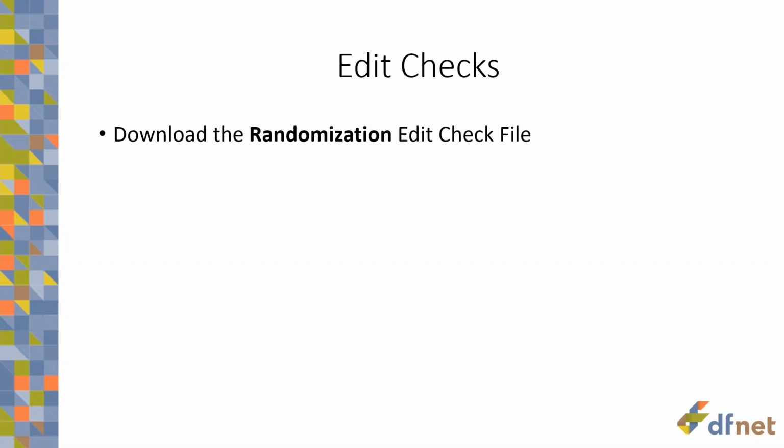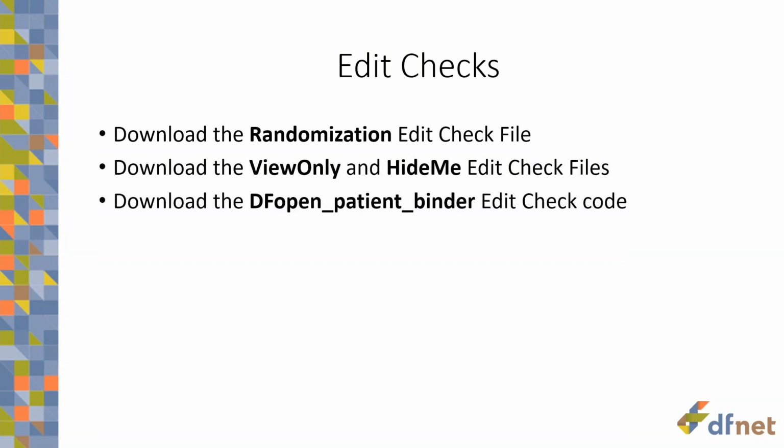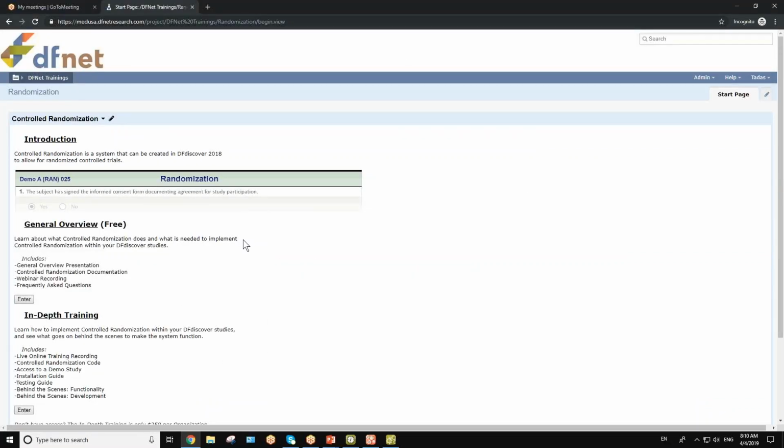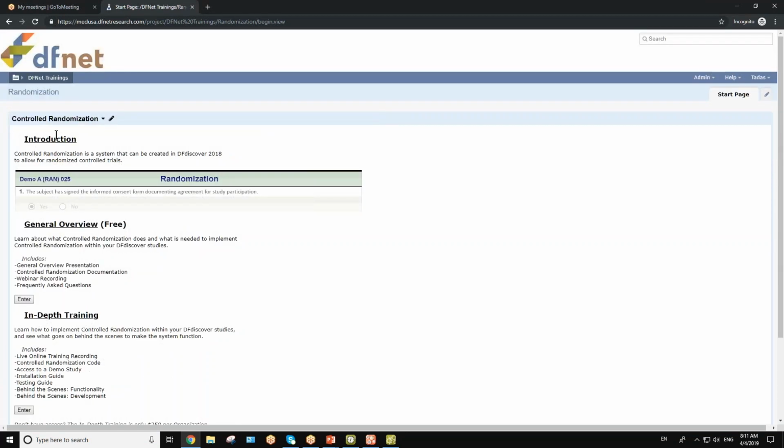So edit checks. You can download the randomization edit check file, download the view only and hide me edit check files, and download the DF Open Patient Finder edit check code. So these snippets of code are available all on Medusa. You should have received now an email from labkey@dfnetresearch.com, which provides you login credentials to our website, Medusa, and over here you can see information about the randomization unit. So you can go in and look at the general overview.